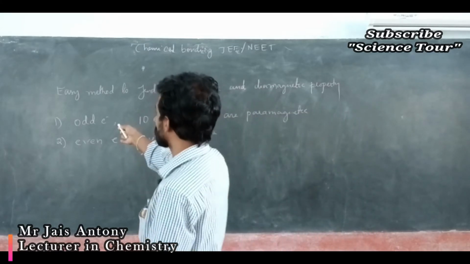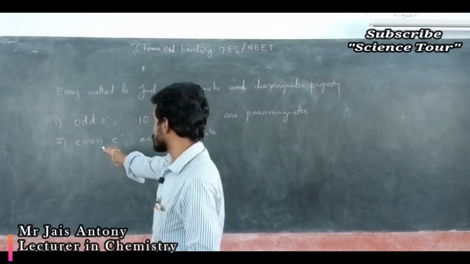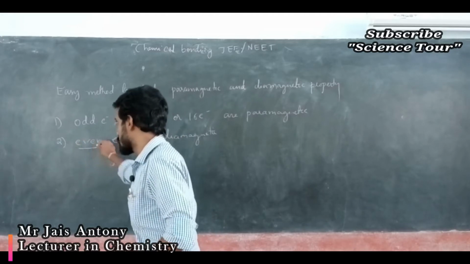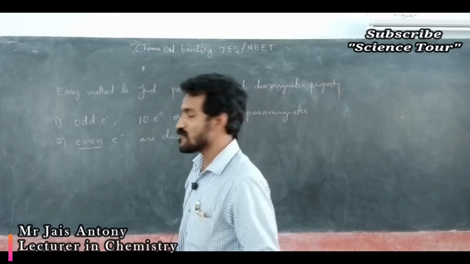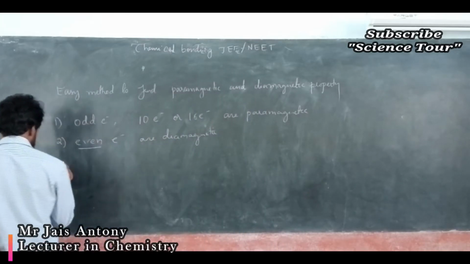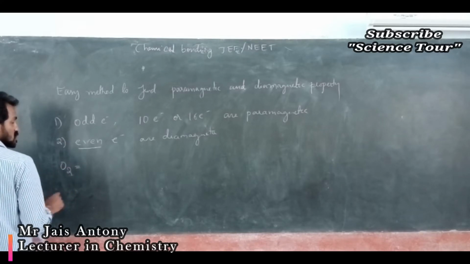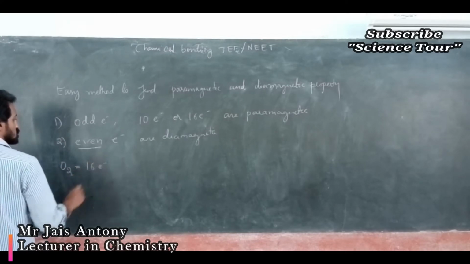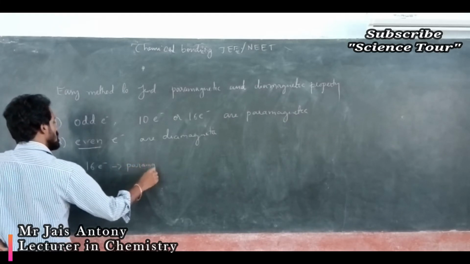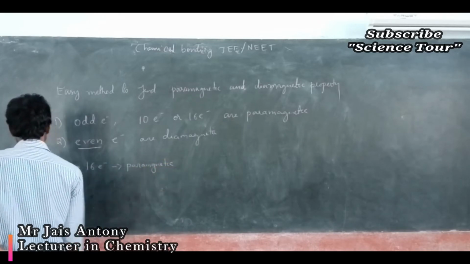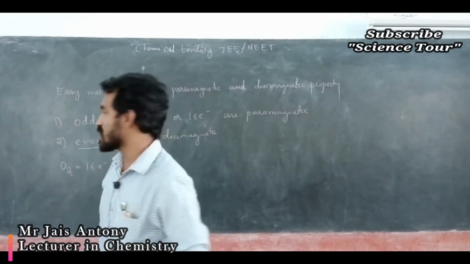If it contains an odd number of electrons, or 10 electrons or 16 electrons, it is paramagnetic. If it contains an even number of electrons, then it is diamagnetic. So for example, we will discuss one by one, my dear students. O2 means 8 plus 8, 16 electrons. So it is paramagnetic. One oxygen has 8 electrons, another oxygen has 8 electrons, two oxygens have 16 electrons, so it is paramagnetic.